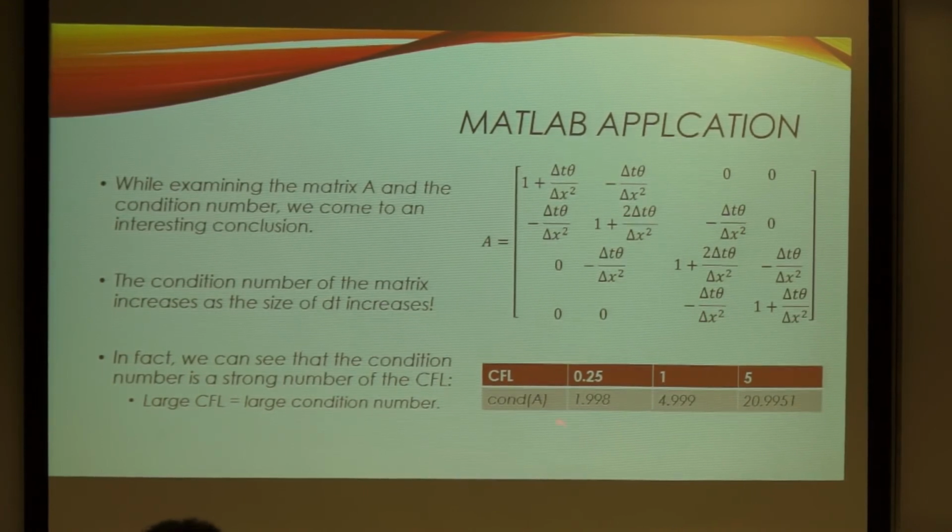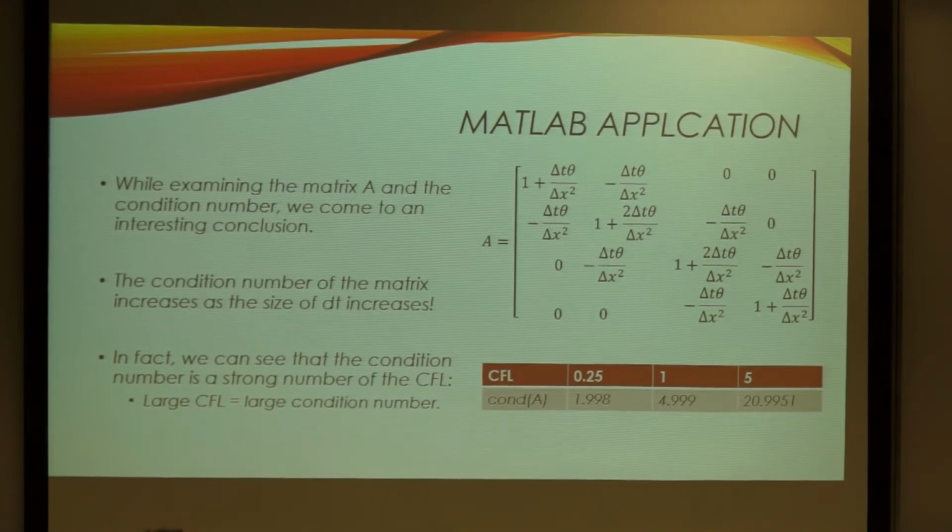You can try for yourself. Right now your CFL is nearly zero because your dt is 0.25 by 10 to the negative 4. If you change your dt to be 1 by 10 to the negative 4, that means your CFL is 1. If you type cond, you should see that your condition number has jumped up to 5. If you go to CFL 5, then you should see your condition number jumps up again to about 21.